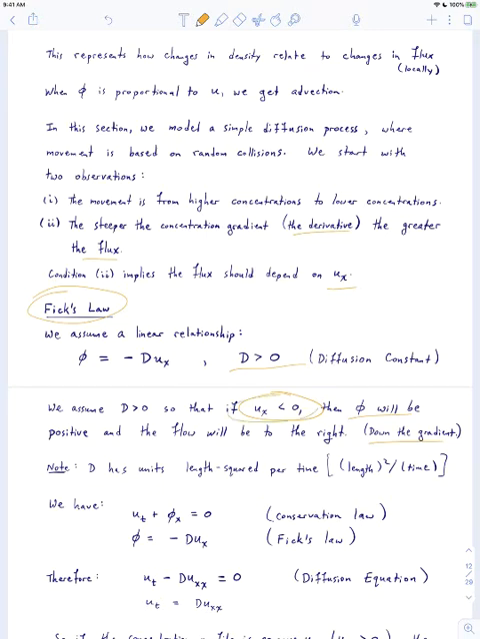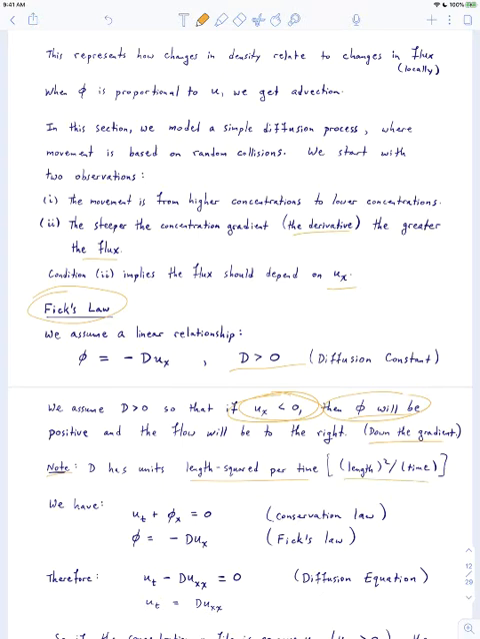If the partial derivative of u with respect to x is negative, that means that u is decreasing as we move to the right. And since the flux is moving down the gradient, it will be moving to the right, which is the positive direction. Note that d has units length squared per time.